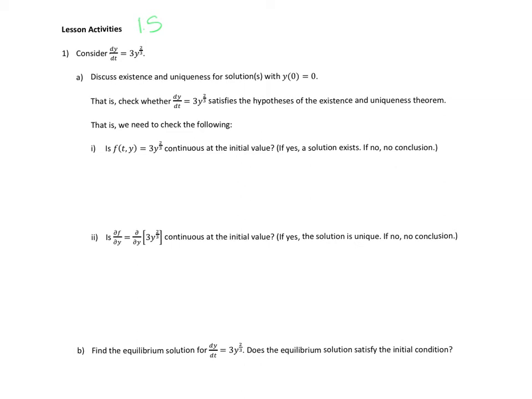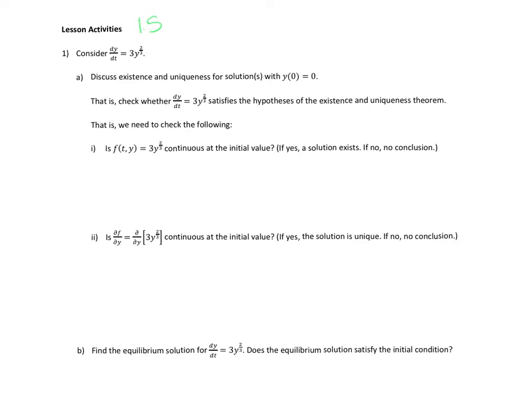These are the lesson 1.5 activities for differential equations. Consider dy/dt equals 3y^(2/3). Discuss existence and uniqueness for solutions with the initial condition y(0) = 0. That means we have to check two things. We have to check the hypotheses of the existence and uniqueness theorem.